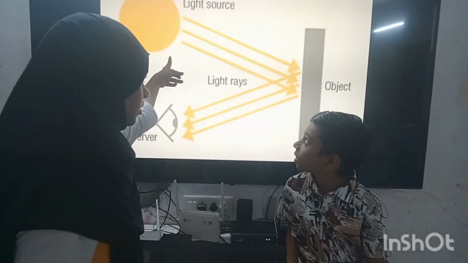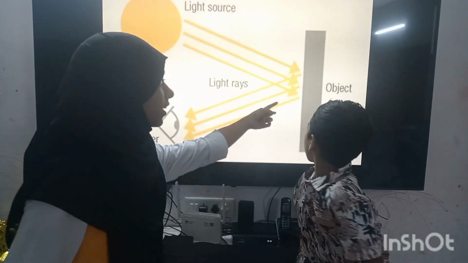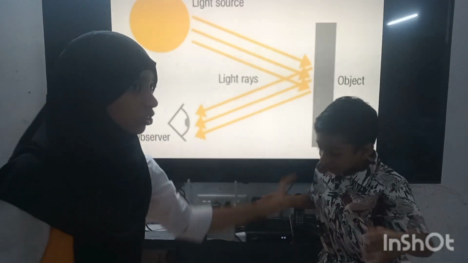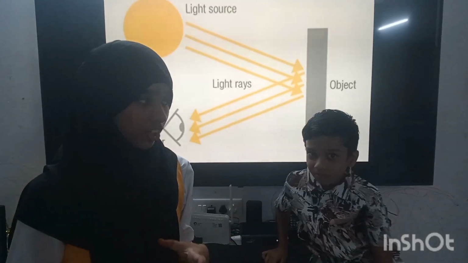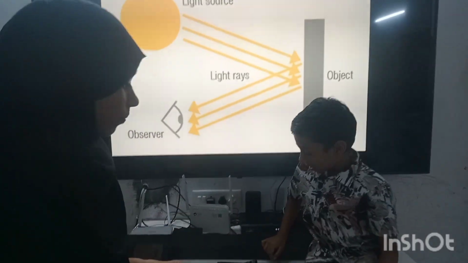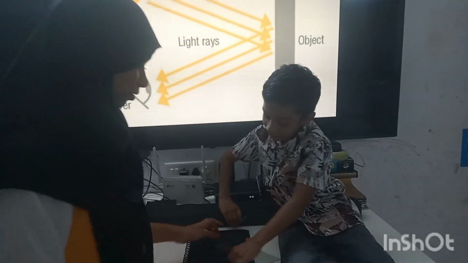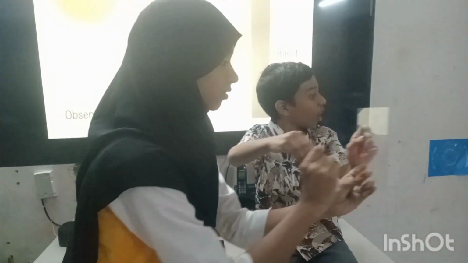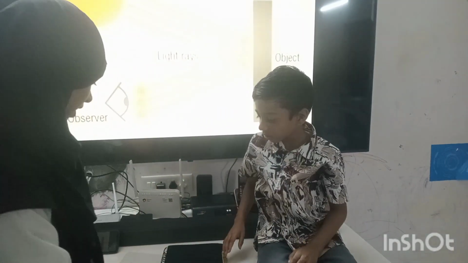See, this is the light source and the object, and it hits the object and reaches our eyes. So we can see the object. Without light we cannot see the object, right? Just like it's reflecting and also going through the glass.